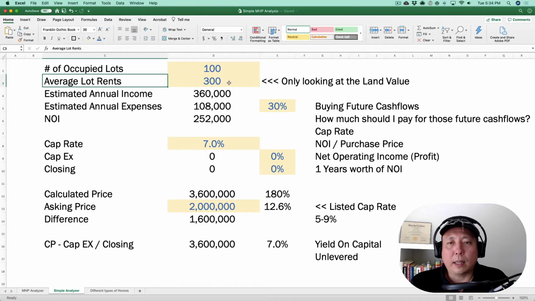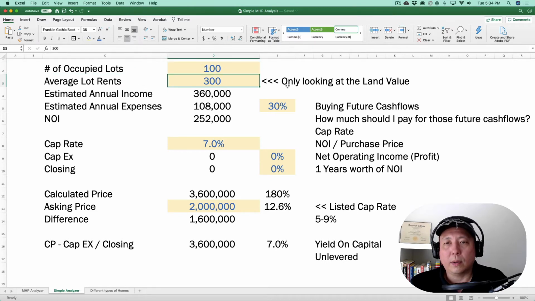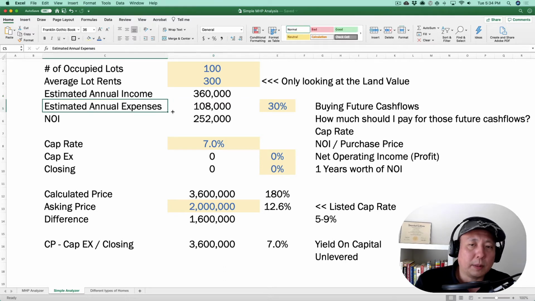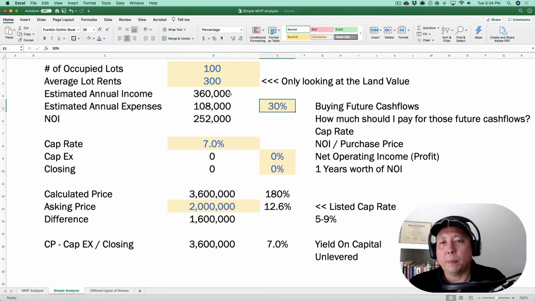Let's say that the average lot rent is $300. Again, we're only looking at the land value for now. We'll deal with the park-owned home section in a different video. The estimated annual income then is 300 times 100 times 12. That's $360,000. We're going to say that the estimated annual expenses are 30%, so 30% of the income coming in is expenses.